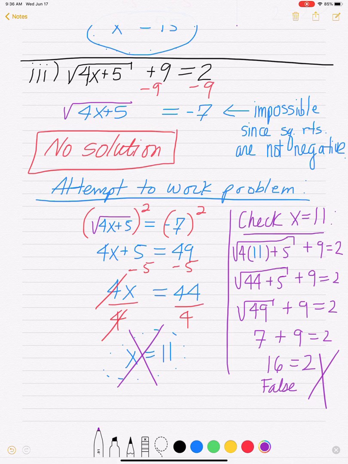But you didn't have to go through trying to solve that and then checking it to find out it didn't work. You could have said right up at the beginning, no solution, because you can't take the square root of something and get a negative. Square root of something is always positive, or it could be 0. For example, the square root of 0 would be 0. All right, so that's an important little lesson right there.